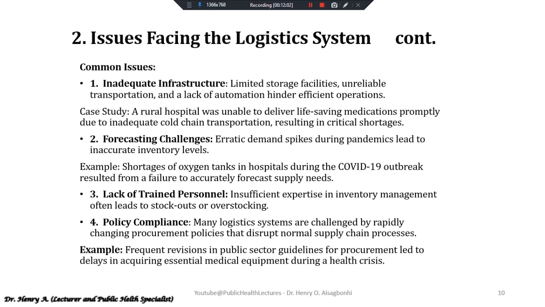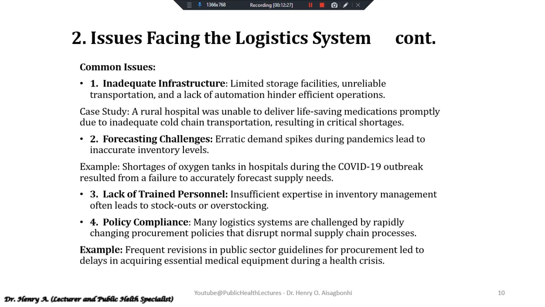Number four is policy compliance. Government procurement policies often change, and when they do, they can delay the entire process. So you may have all the funds available, but if the policy changes mid-procurement, the system will halt to a stall.